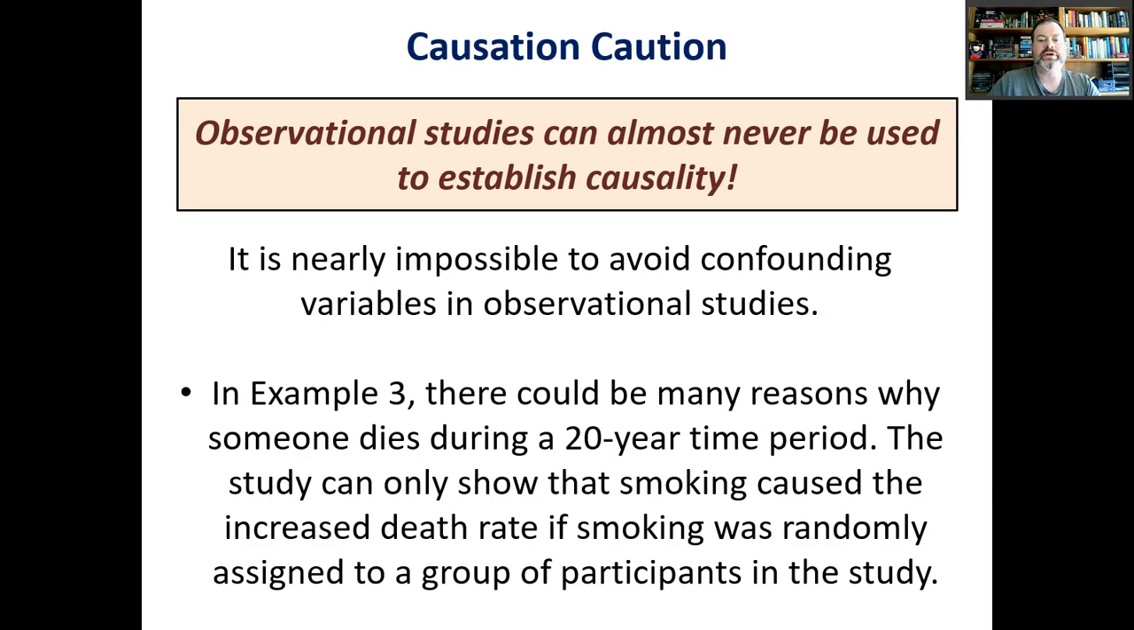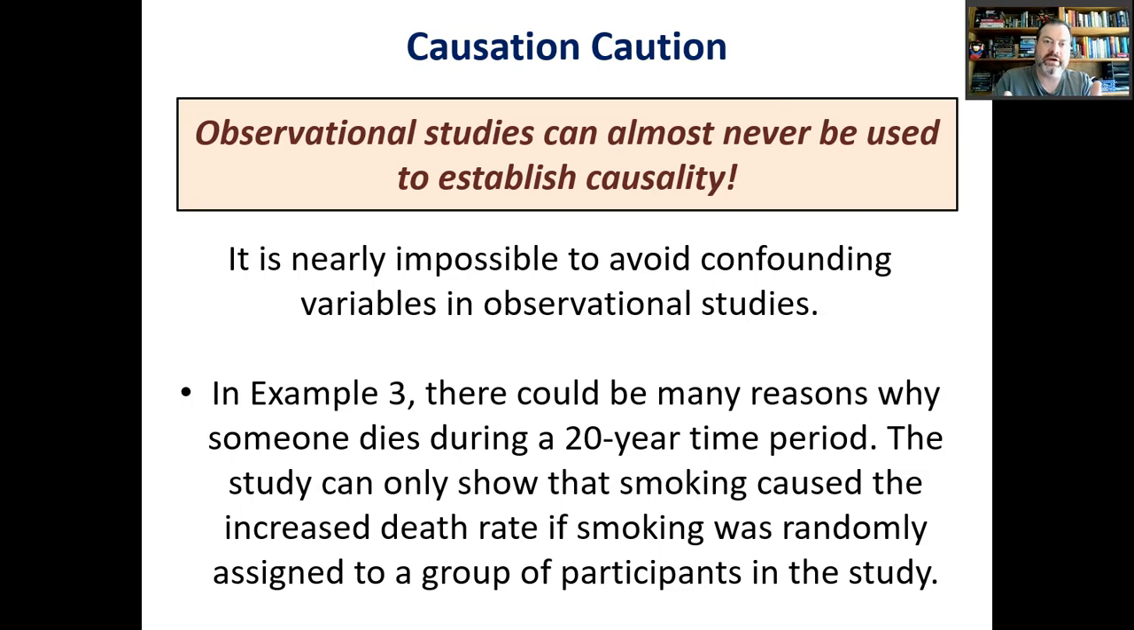In example 3, there could be many reasons why someone dies during a 20-year time period. The study can only show that smoking caused the increased death rate if smoking was randomly assigned to a group of participants in the study. And obviously, that can't be done. So here's your problem, right? Observational studies have confounding variables, like increased ice cream sales and drowning.